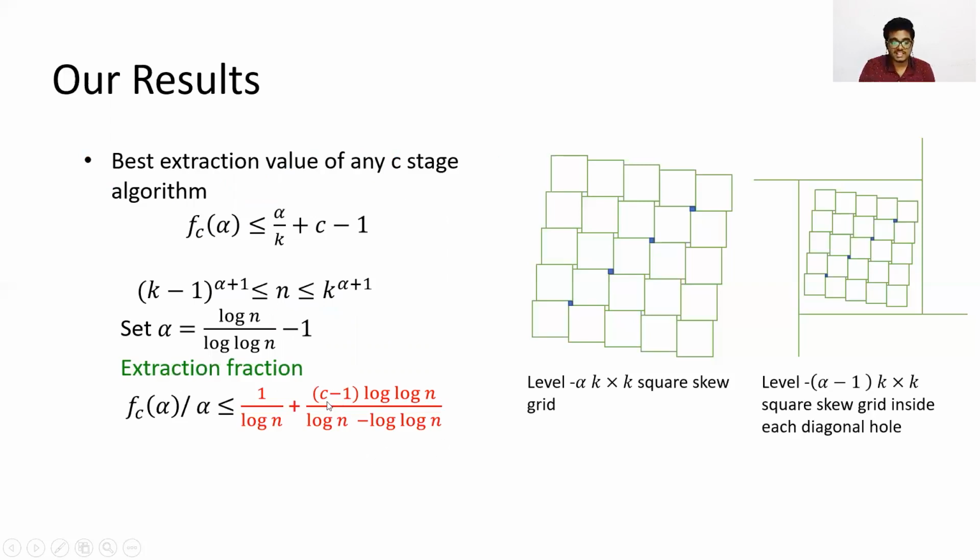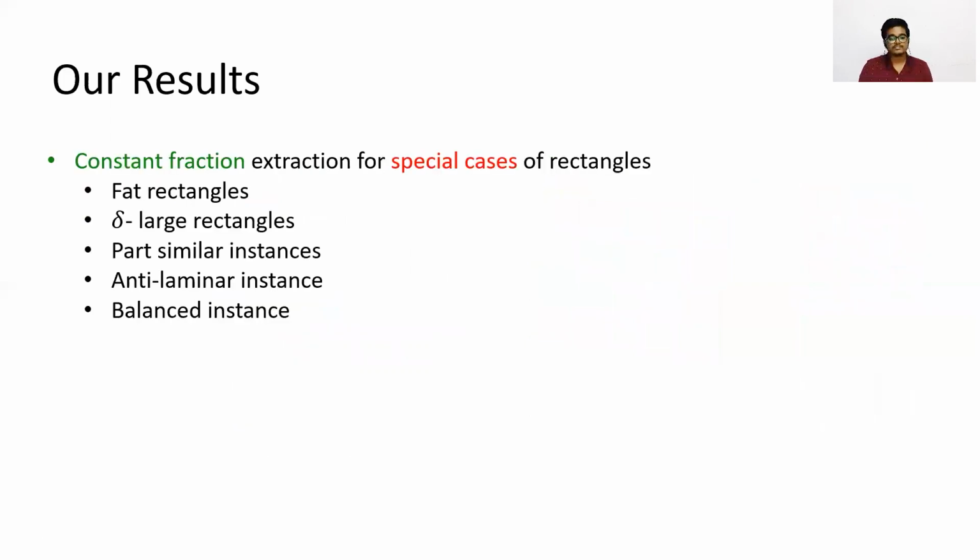If we are using C stages, we can guarantee at most this much. So you can see the previous two results are based on this for the weighted case. So, constant fraction extraction for special cases of rectangles. Previously, squares were done by Abed and others. So now we extend the work to other special cases.